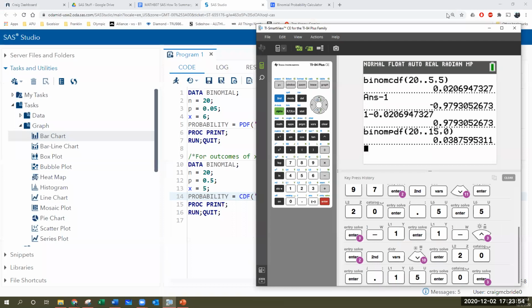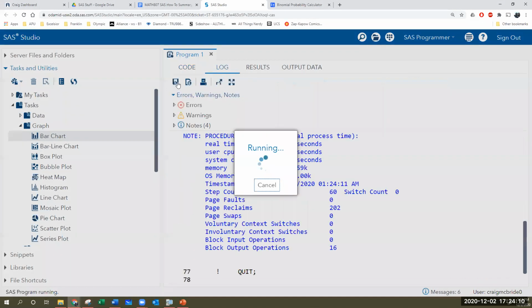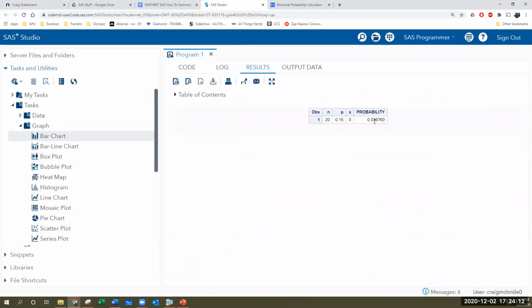If we want to do it in SAS, again, we're doing the PDF. Make that 15%, make that 0, highlight this one, run it. There you go, the same 3.8%.